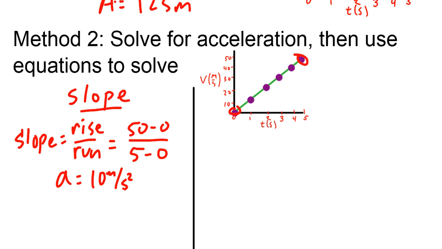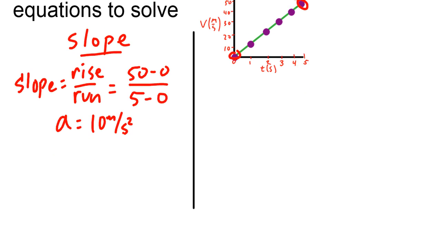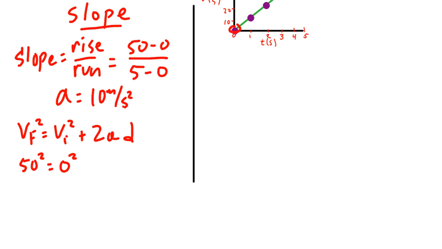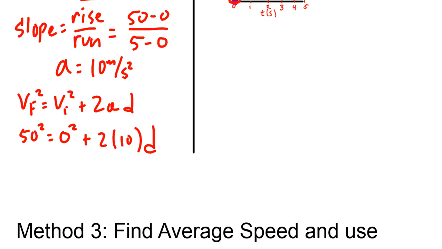With that, we can now use some equations to solve this problem. So for example, I could use the equation vf squared equals vi squared plus 2ad to solve this problem. That's just simply one equation you could use. I'll use my final velocity, which was 50, my initial velocity, which was 0, should be a plus. And again, you see the same math taking place. When you go ahead and perform the math, you get, again, the same distance, 125 meters.